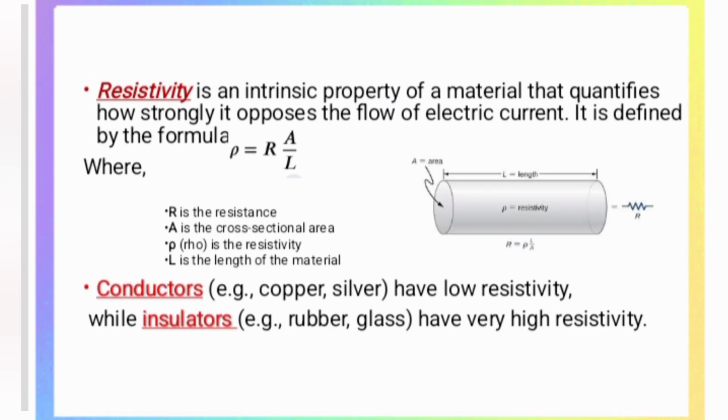Resistivity is an intrinsic property of a material that quantifies how strongly it opposes the flow of electric current. It can be calculated by the following formula, where R is the resistance, A is the cross-sectional area, ρ is the resistivity, L is the length of the material. Conductors, examples copper, silver, will have low resistivity, whereas insulators, examples rubber, glass, will have very high resistivity.